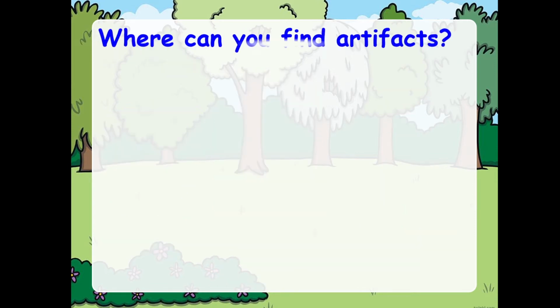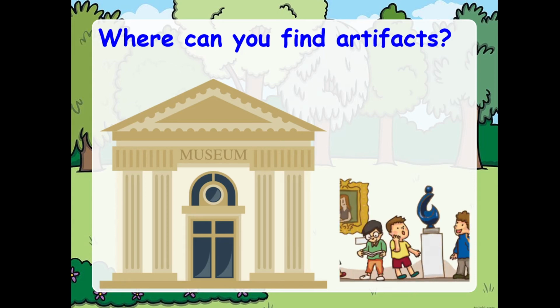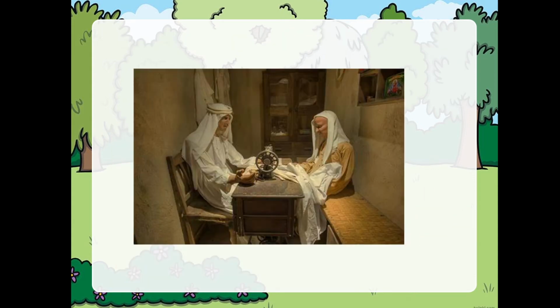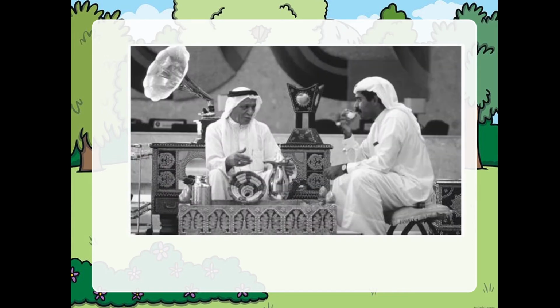Now, guys, where can you find artifacts? Well, you can find some artifacts in the museum or sometimes at home too. Alright, so for example, I've got here an old sewing machine. Well, this is an artifact. It tells me stories in the past and it tells me like how people made clothes long way before. Next, this is an old jar in Bahrain, right? So it also tells some stories from the past. An old incense holder and an old recorder.